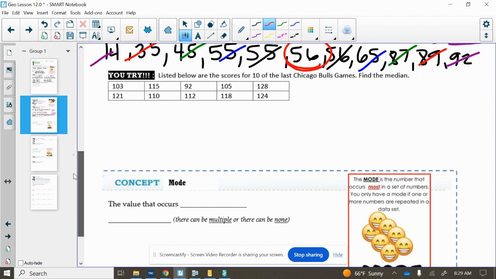All right, next one is for you to try. You are given the scores of the last 10 Bulls games. You want to find the median, aka the middle number of that.